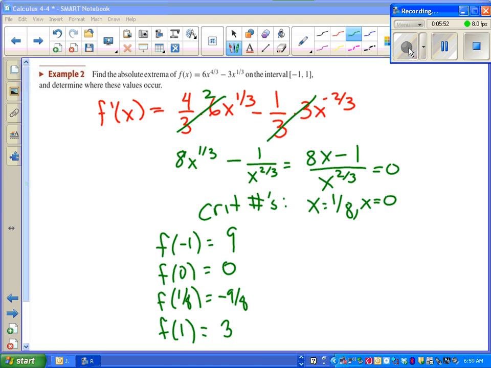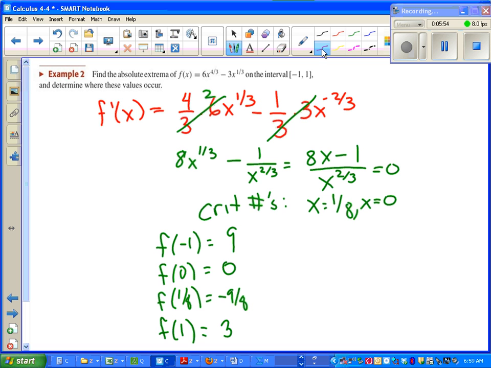One thing I'll point out that might have gotten some of you tripped up, to go from here to here, found a common denominator, so if you got stuck there, go figure that out. And after plugging in all of my critical numbers and my endpoints into the original function, I see that my absolute maximum happens at this guy, and my absolute minimum happens at this guy. Notice I'm not on the endpoints this time.